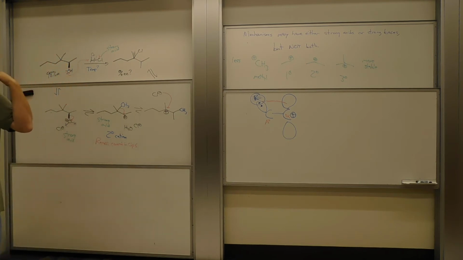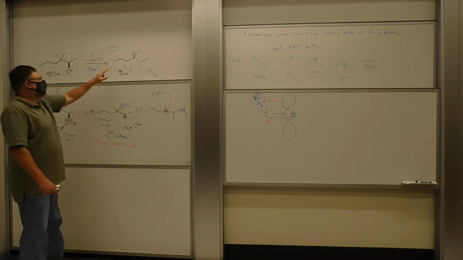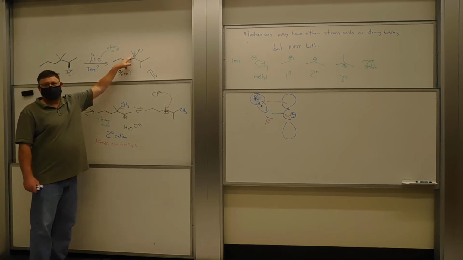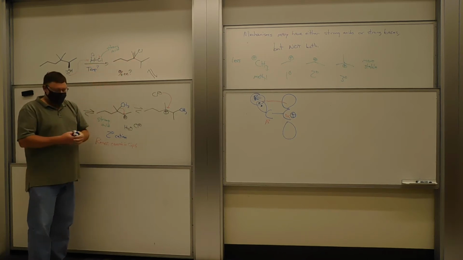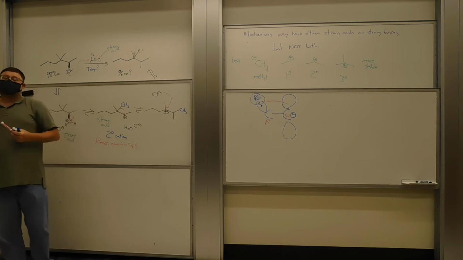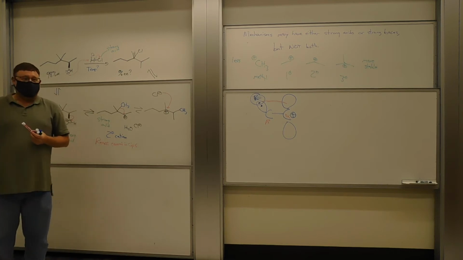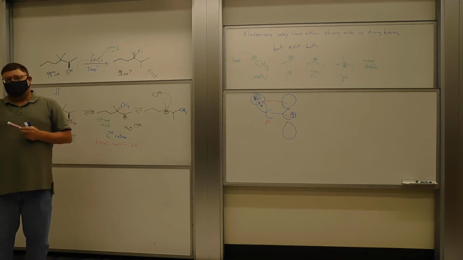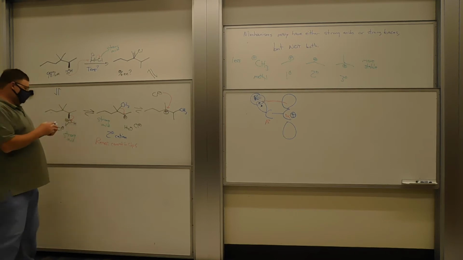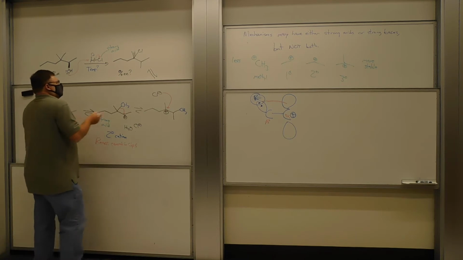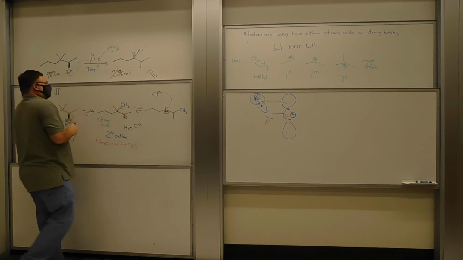You don't show wedges and dashes, you just show them all as lines. Clearly, all four of those bonds are not in the same plane. Half the molecules will have a dashed methyl, half will have a wedged methyl. Half will have a dashed chlorine, half will have a wedged chlorine. If you show stereochemistry there, if you write a wedge and a dash there, you've got to write racemic, or you've got to write the enantiomer something. So this is 0% E.